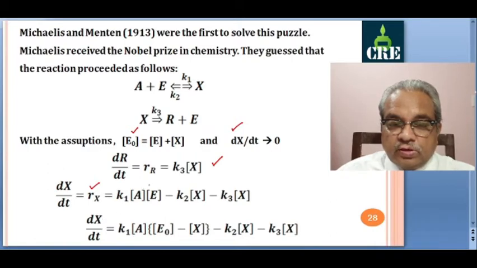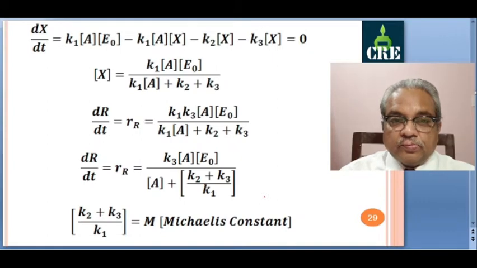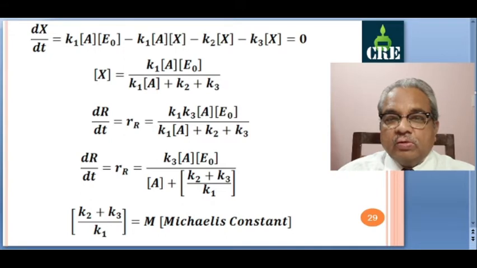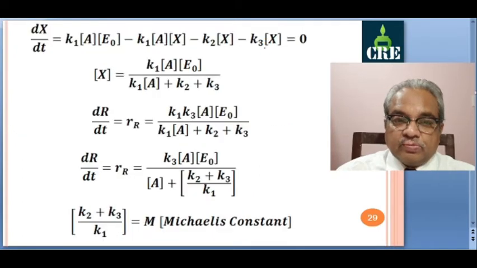This E will be replaced by E0 minus X, concentration of E0 minus concentration of X. A into E is replaced and the rest of the terms are as they are. So if we solve the bracket, K1 into concentration of A into concentration E0 minus K1 into concentration of A into concentration of X minus K2 concentration of X minus K3 into concentration of X, same terms.